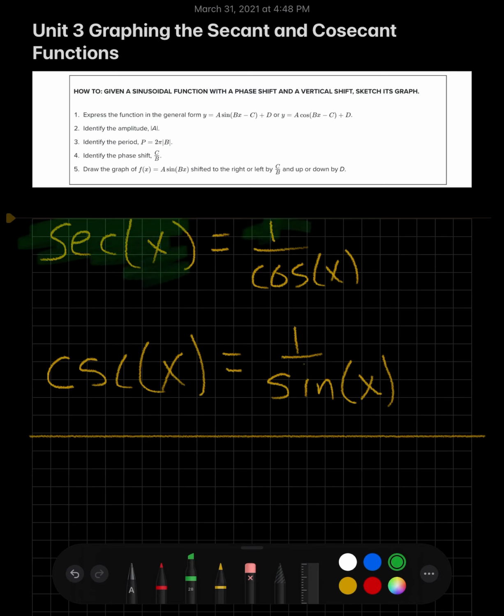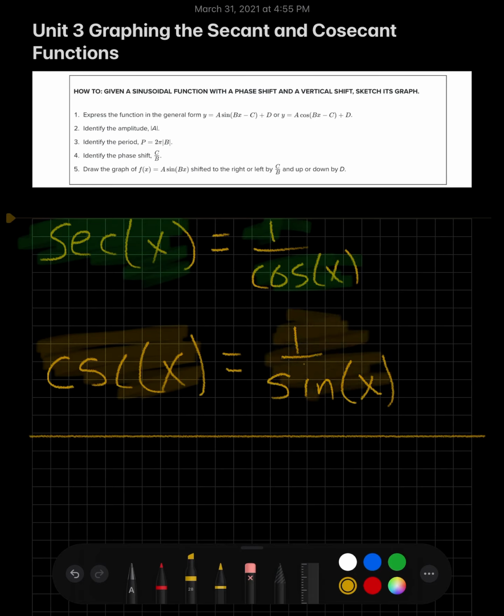Because secant is equal to 1 over cosine x, when we're trying to graph secant, we can accomplish that by sketching the graph of cosine. And because cosecant is equal to 1 over the sine of x, when we want to graph cosecant, we can exploit the graph of sine of x and sketch that to help us here.